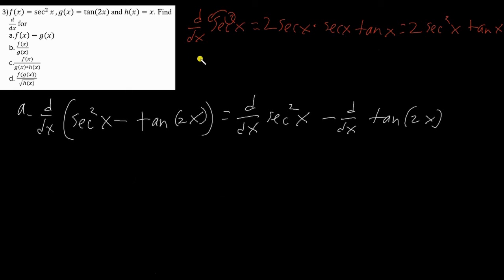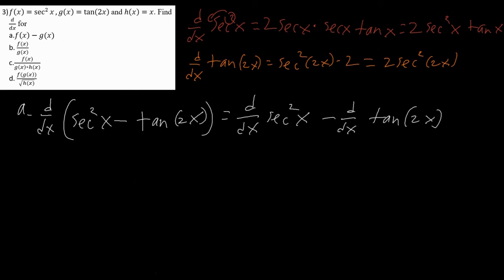And then the second part is the derivative of tangent of 2x. And then now, first the outside function is the tangent, so I'm going to take that derivative of tangent, which is secant squared of 2x, and then multiply by the derivative of 2x, which is 2. So that's going to be 2 secant squared of 2x.